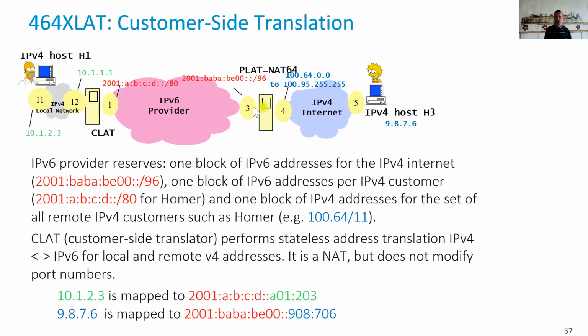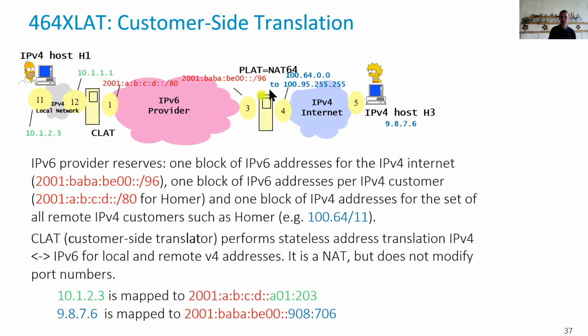And here, the PLAT stands for the provider translator, will do the reverse translation here. The PLAT is also called a NAT64. For some reason, the CLAT, which is a NAT46, if you want, is not called in this way. So how does it work? Of course, this is all supported by the provider. So the provider programs your ADSL modem to do this and will provide a number of things.